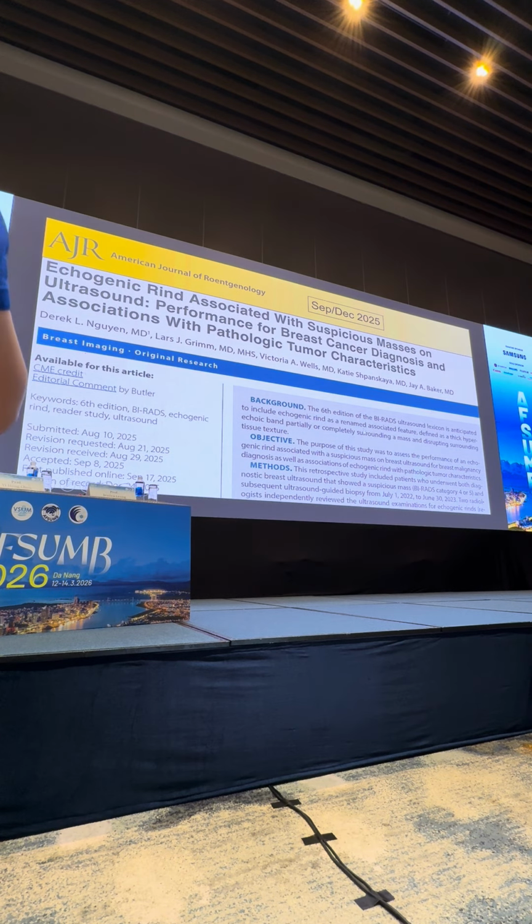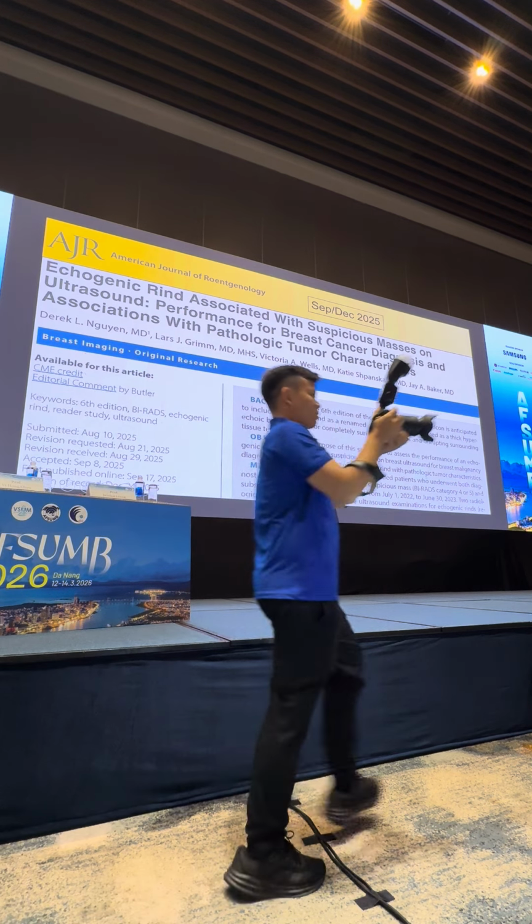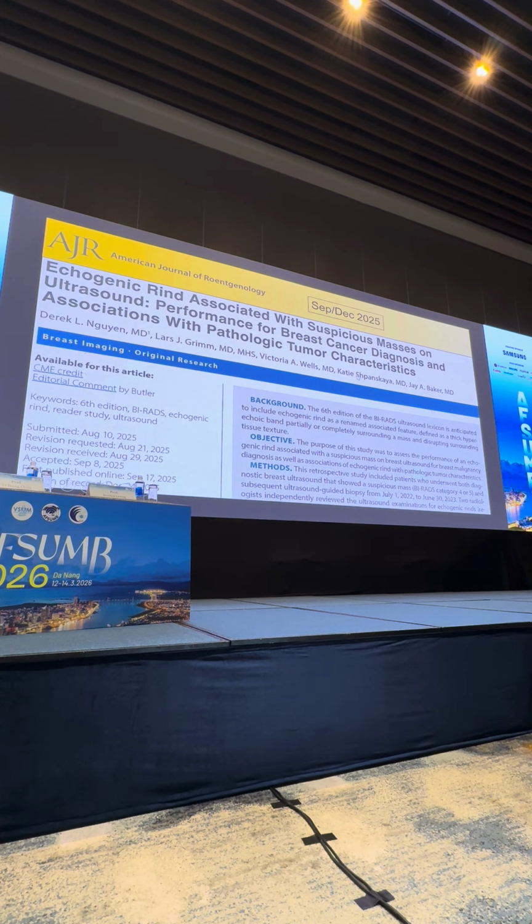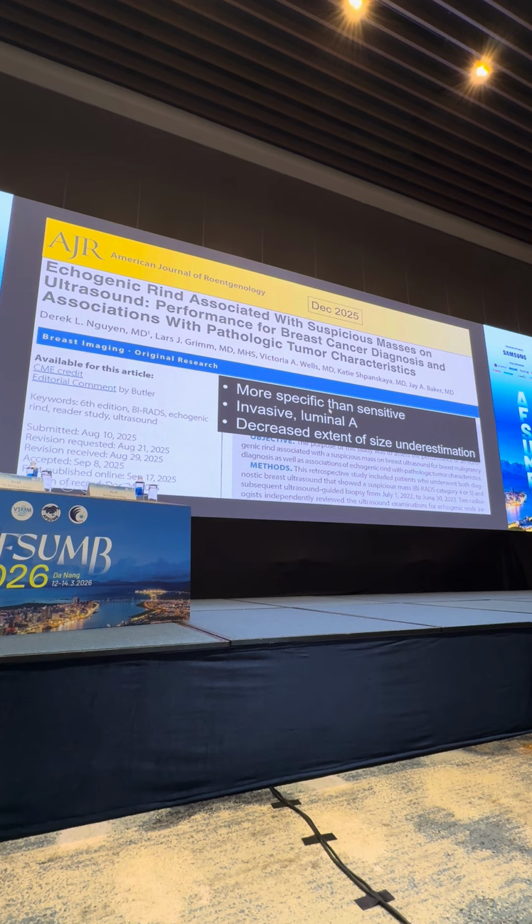All right. This has already been shown in data. This is recent, in 2025, from the investigators at Duke University, where they looked at the echogenic rind, and they found that the echogenic rind is more specific than sensitive. It's more associated with invasive luminal A cancers as opposed to your triple negative breast cancers. And you should include that line part, because when you do, you will underestimate size less, a decreased extent of size underestimation, meaning you're more accurate in predicting the tumor size when you include that line part, which is exactly what was said in BI-RADS as well.